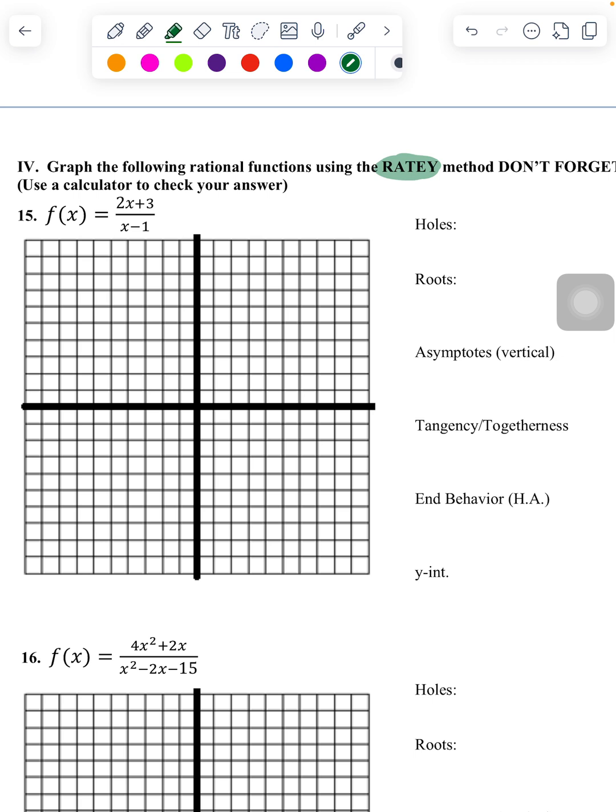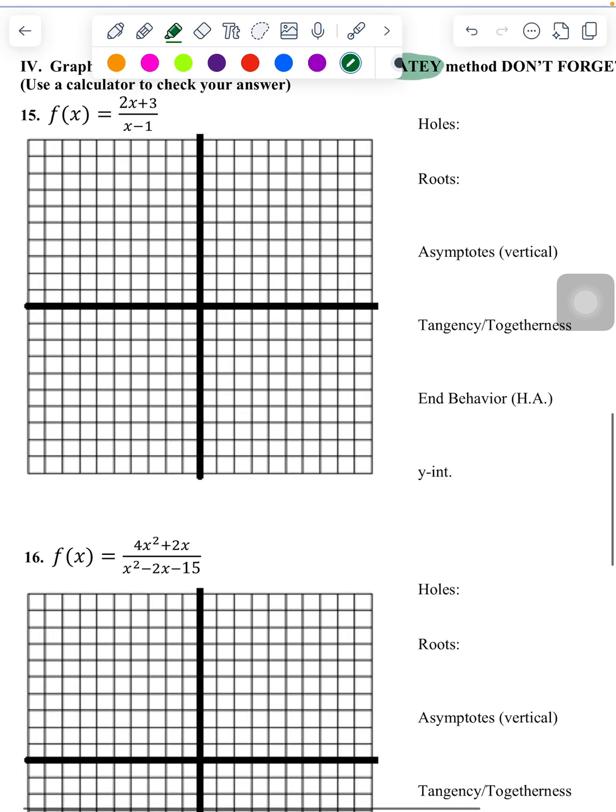Now, the only word that isn't included in the rating method is the word holes. Holes is whenever we have a cancellation on the top and the bottom. Those are little spots where we don't have either a vertical asymptote or anything like that. It's just a space on the graph that is a hole. We can't ever be there. But we always check for it. And then we have roots, vertical asymptotes specifically, tangency and togetherness, which we'll talk about when we get there, and behavior, which talks about horizontal asymptotes, and then we have y-intercepts.